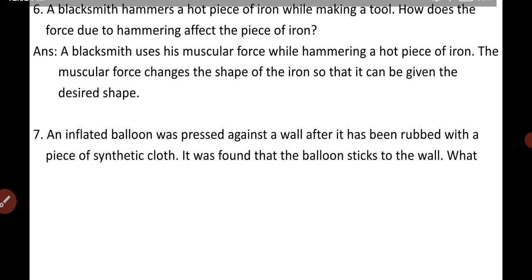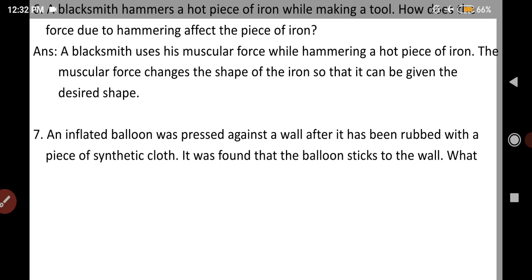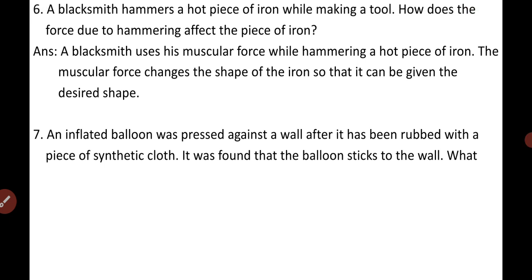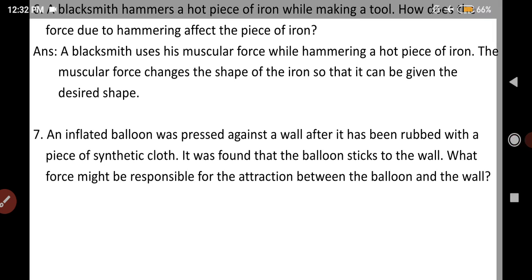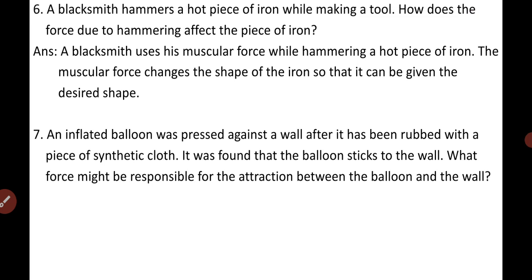Next question number 7. You see, an inflated balloon was pressed against a wall after it has been rubbed with a piece of synthetic cloth. It was found that the balloon sticks to the wall. What force might be responsible for the attraction between the balloon and the wall? Okay, now you have understood the question, right?